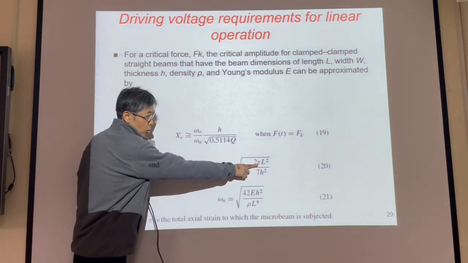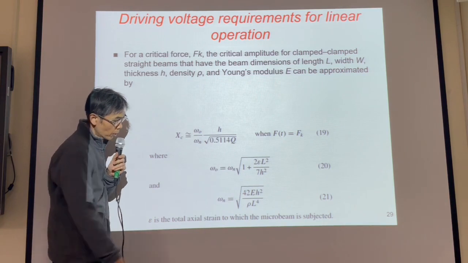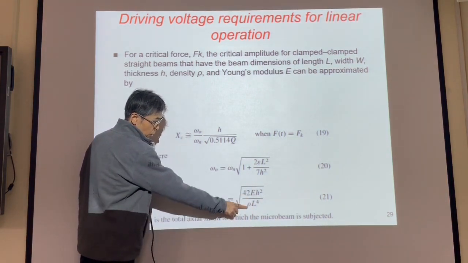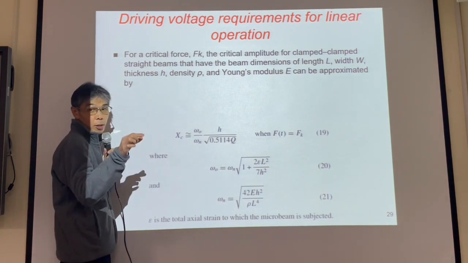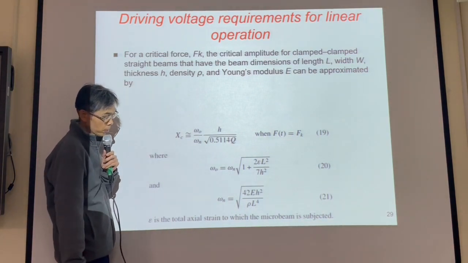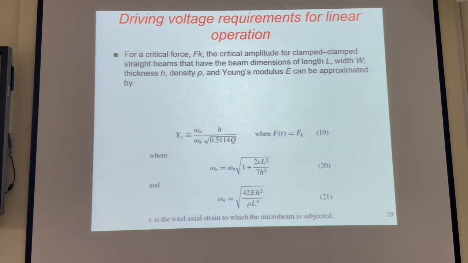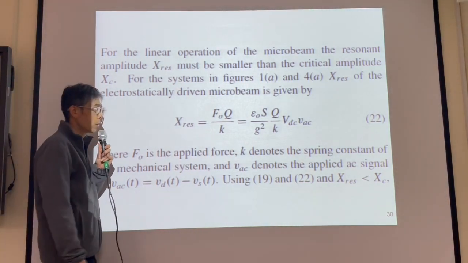So this is the tensile strain in the beam. And omega n equals this equation. E is Young's modulus, rho is the density, L is the beam length, and h is the beam cross-sectional dimension.